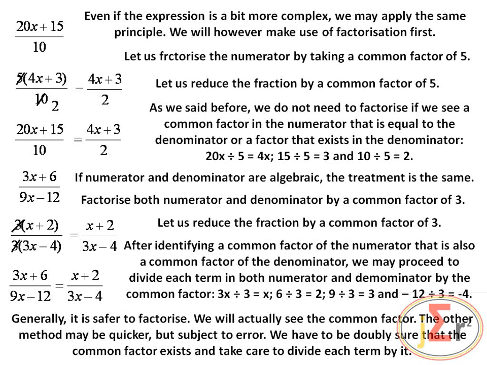If we factorize one and then cannot factorize the other, then we know that we are at a crossroad. Well, not a crossroad, but a dead end. So all we need to do is ensure that the factors exist, and then we may just simplify in one step. Or we may take the safer route, which is we factorize by taking the highest common factor of the numerator and the highest common factor of the denominator and make use of those factors.